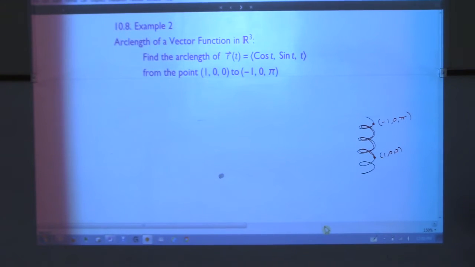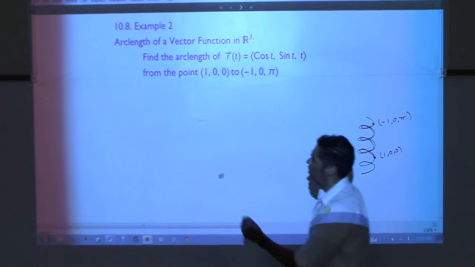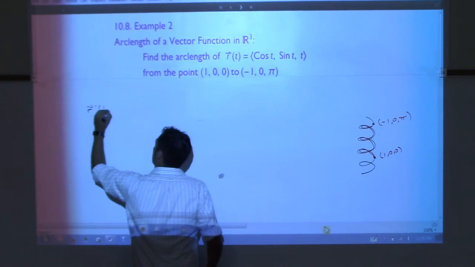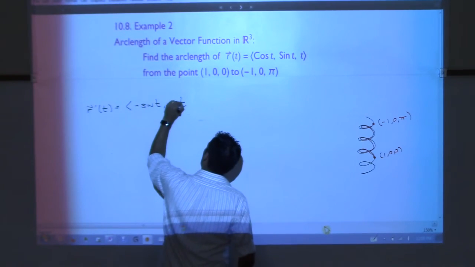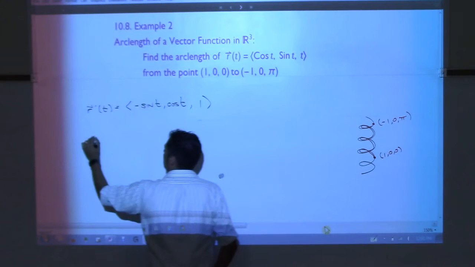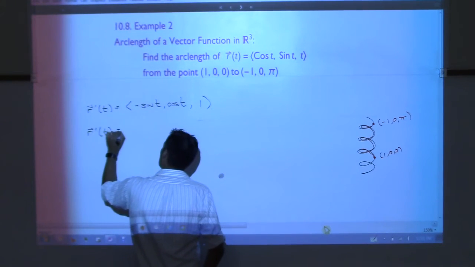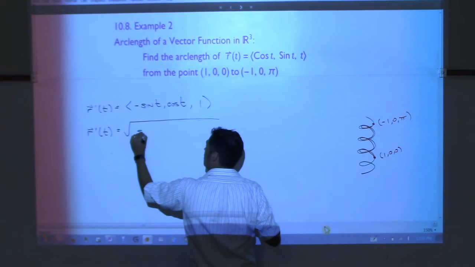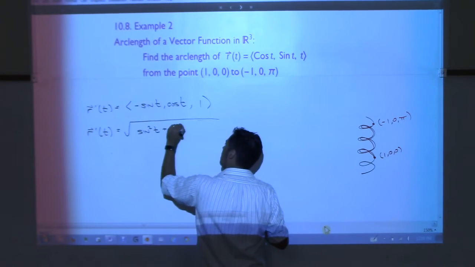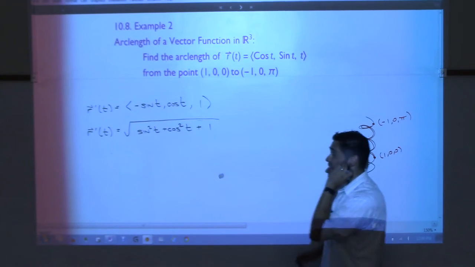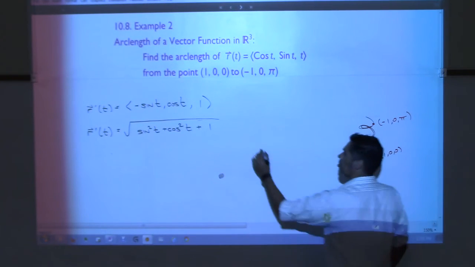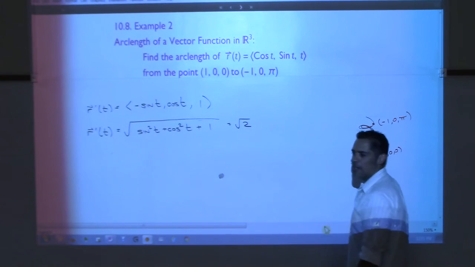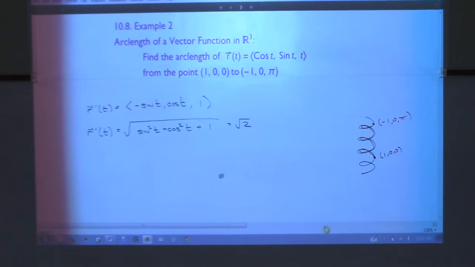All right, so let's start with what we know we need, which is the derivative. The derivative is negative sine t, cosine t, and 1. Now, the magnitude of this derivative: sine squared t plus cosine squared t plus 1, so that's just going to be 2 under there. Root 2. It's not always going to be a nice number like that. There you go, square root of 2.